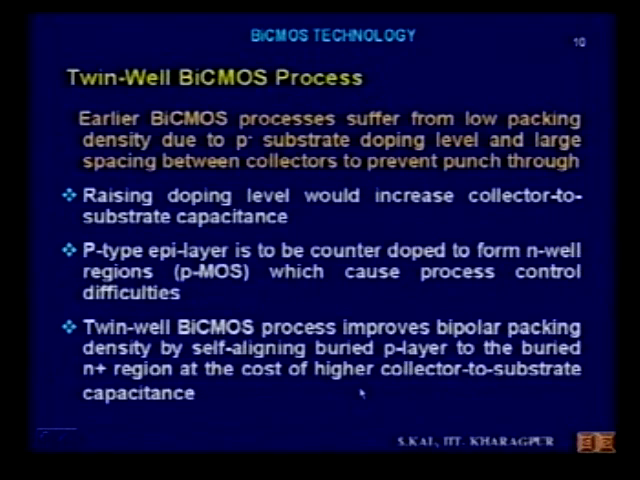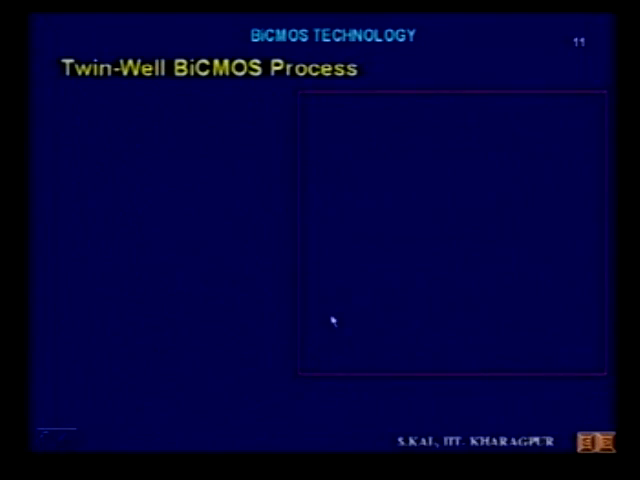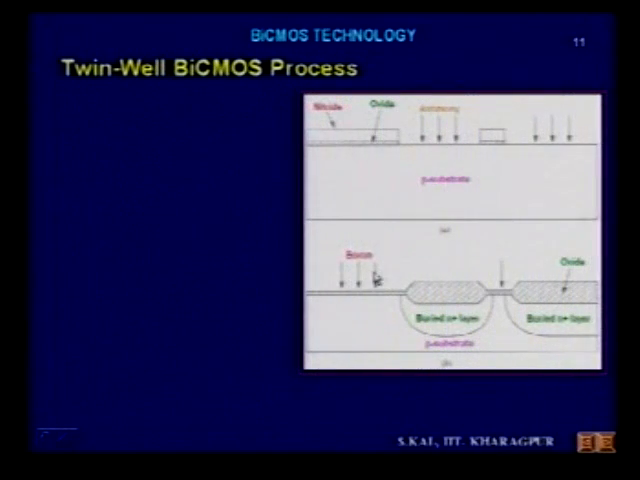So that is the basic difference of the twin well BiCMOS process over the POL or NOL BiCMOS process, SBC process or 3D process. Now, I'll show you the diagram of twin well BiCMOS process flow. So here are the steps. Starting wafer P minus 10 ohm centimeter. This is the P substrate. Starting wafer, this one.